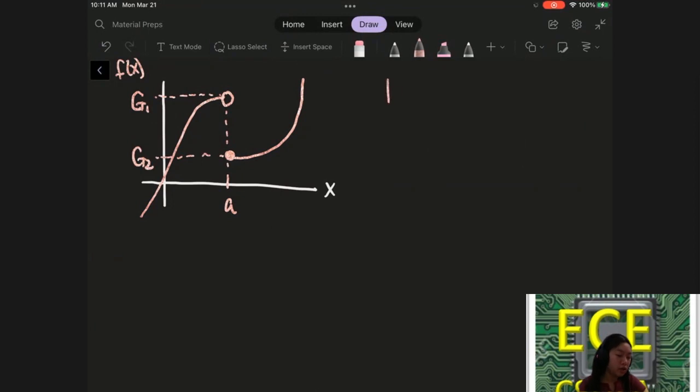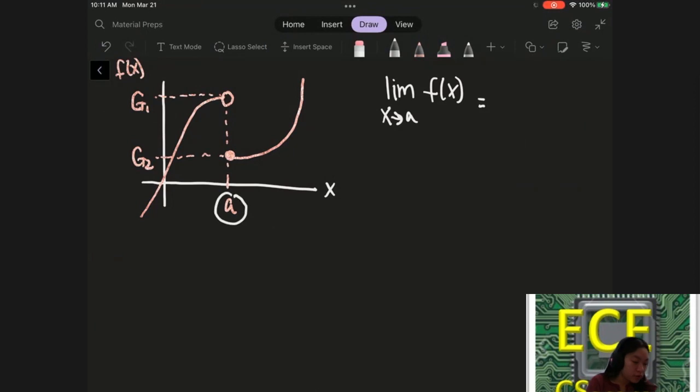Let's try to find the limit. Let me change colors. The limit of this function f of x as x approaches A. So A is right here. If I approach from this side, the right-hand side, it reaches G2. But if I approach from the left-hand side, it's approaching G1. So in this case, the function doesn't converge at one spot. So this limit does not exist.